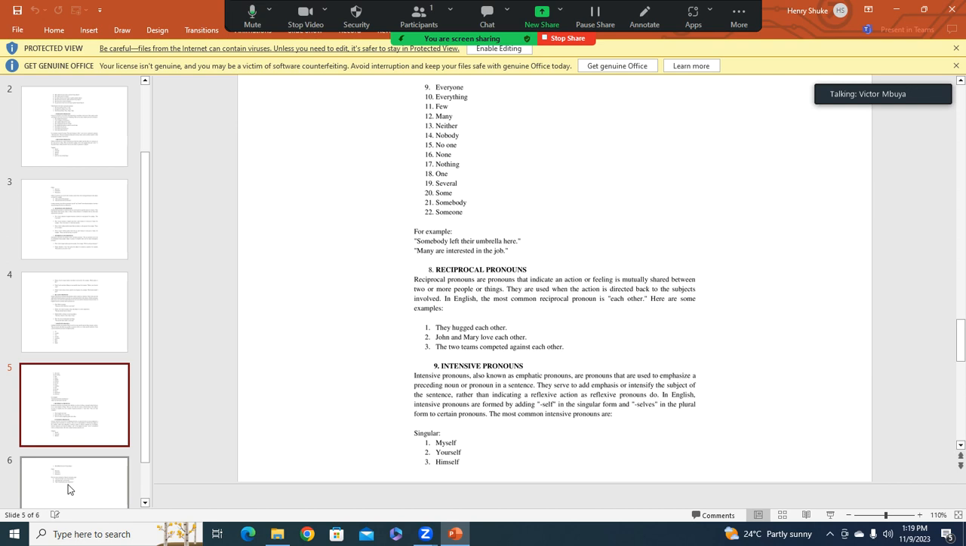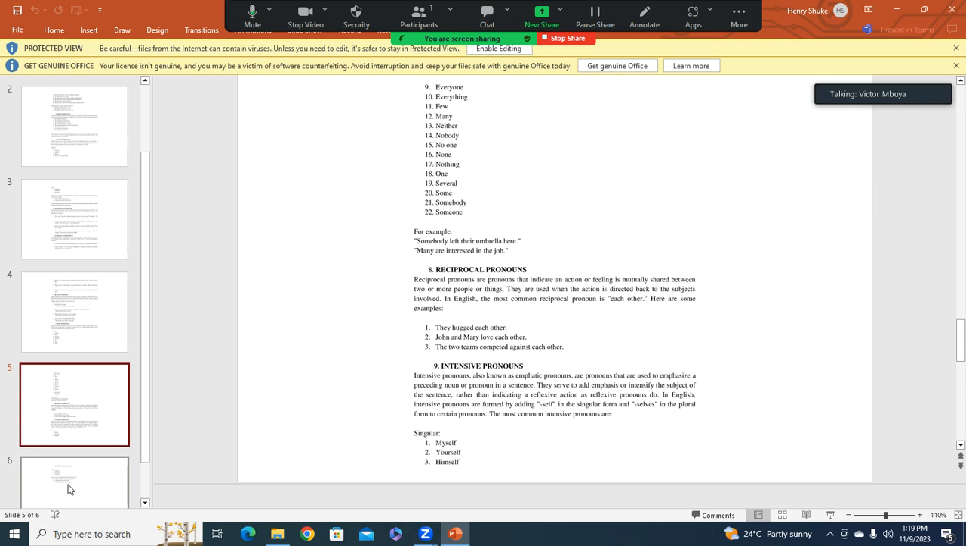So, intensive pronouns, also known as emphatic pronouns, are pronouns that are used to emphasize a preceding noun or pronoun in a sentence. They serve to add emphasis or intensify the subject of the sentence, rather than indicating a reflexive action as reflexive pronouns do.